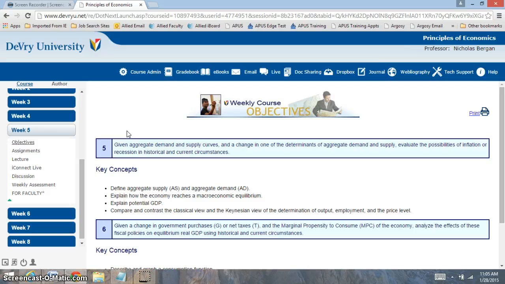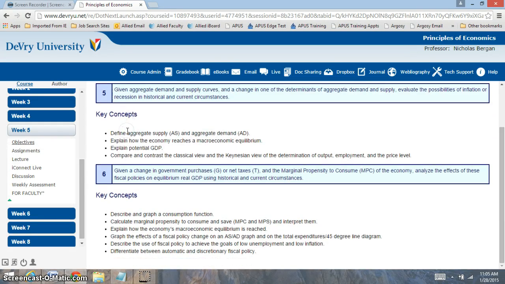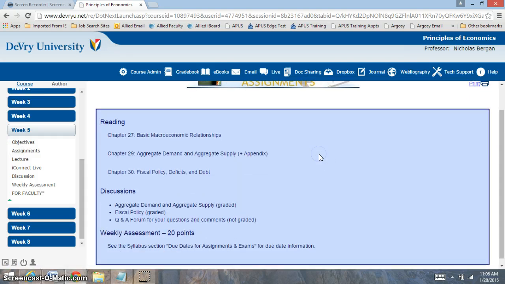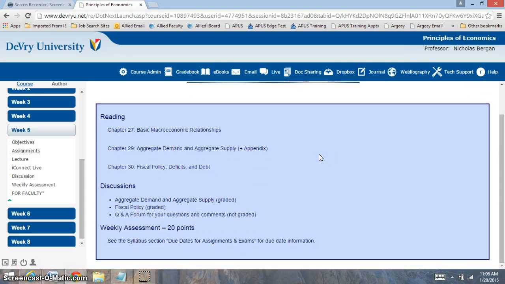For week 5, we're going to be looking at the macroeconomy, and we're going to be looking at some key concepts with aggregate demand and aggregate supply. It's going to help us focus on the role of the economy and how equilibrium is developed. So for this week, you're going to be reading chapters 27, 29, and 30. They're going to be looking at the role of macroeconomic relationships. We're going to be looking at the concept of aggregate demand, aggregate supply, and then you're going to be looking at the role of fiscal policy, deficits, and debt.